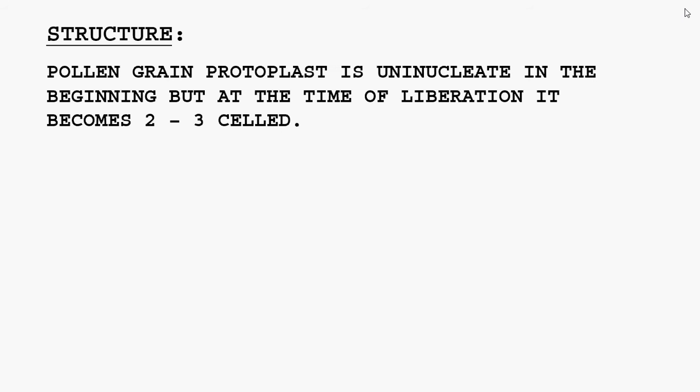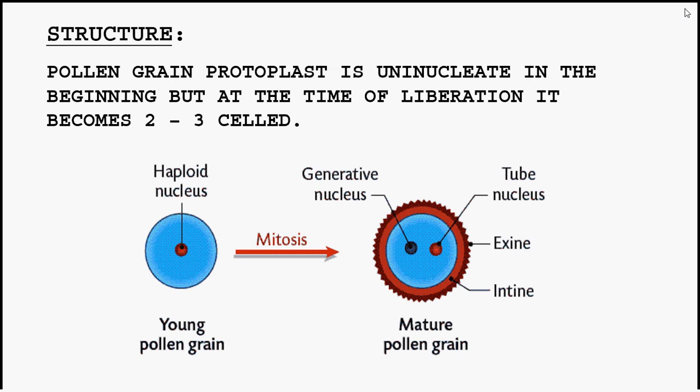Structure. Pollen grain protoplast is uninucleate in the beginning, and at the time of liberation from anther, it becomes 2 to 3 celled. Let's see the diagram. So the young pollen grain consists of only one nucleus, uninucleated. This nucleus undergoes mitotic division to form two nuclei, and they develop into two cells. So that is one cell.